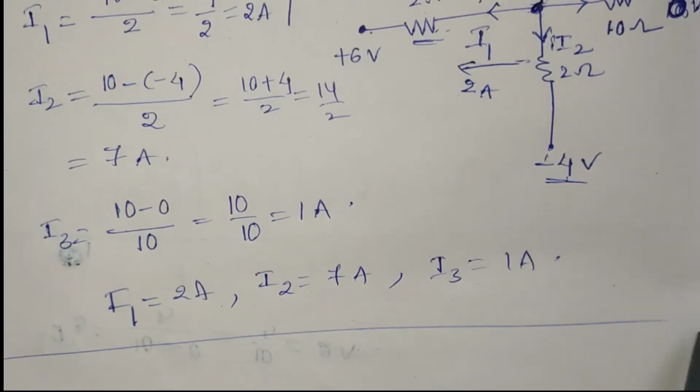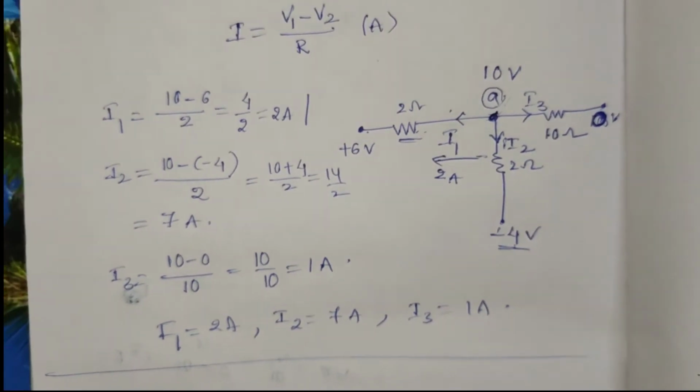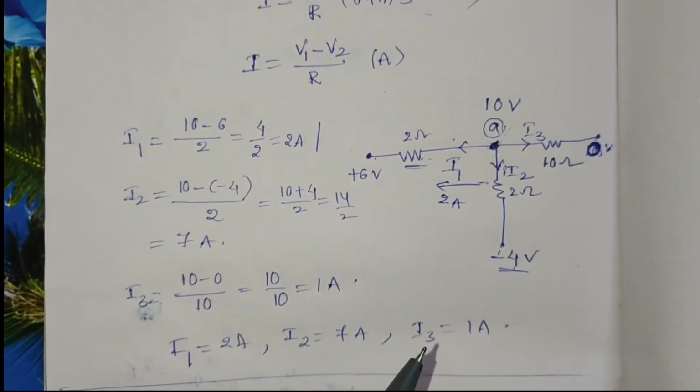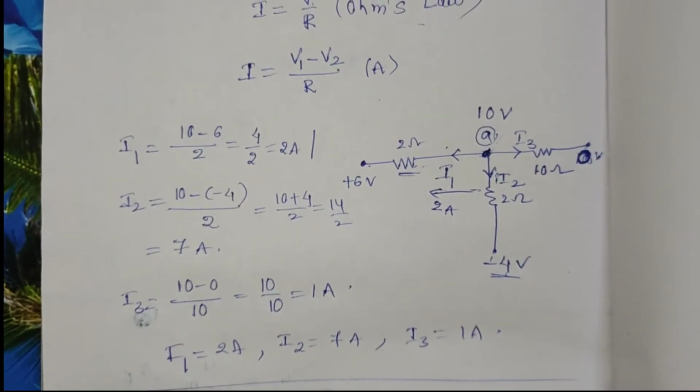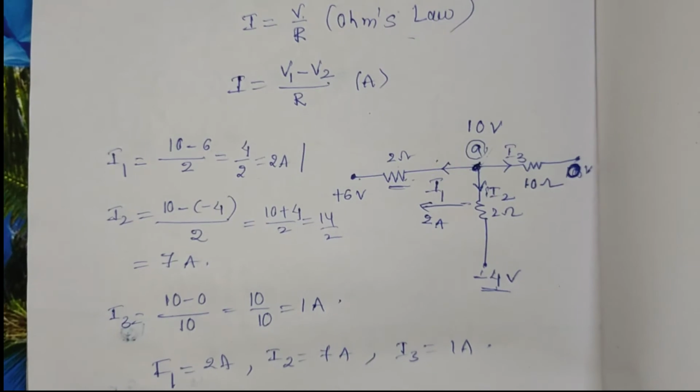Let us proceed with a problem to verify KCL. This is how we are going to perform it: we are going to find currents across a node. Now let us proceed to a problem.